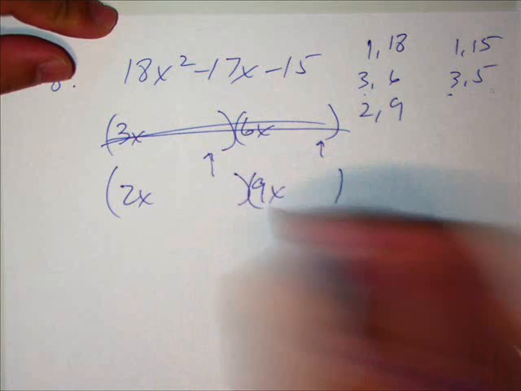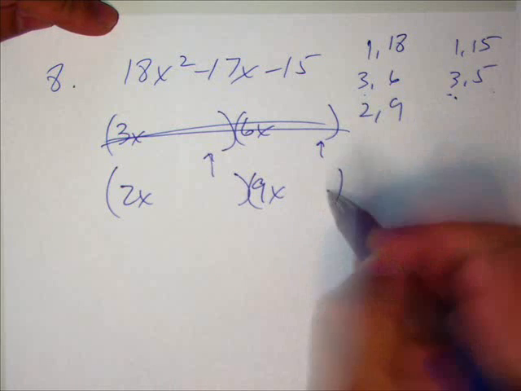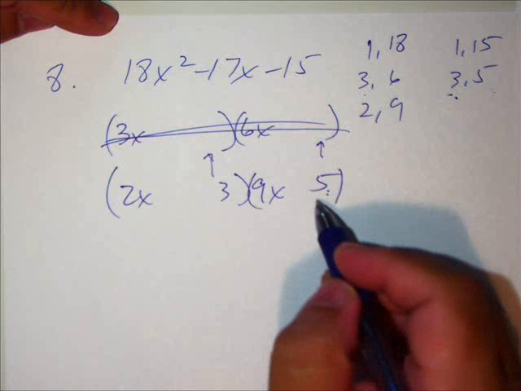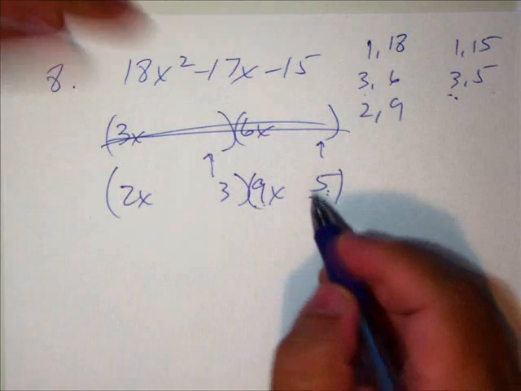2x, 9x, 3 and 5. Well, we don't want the 3 over here, so let's put the 3 over here. Why do we not want the 3 over here? Because they have a common factor with the 9. And they don't. Let's see.